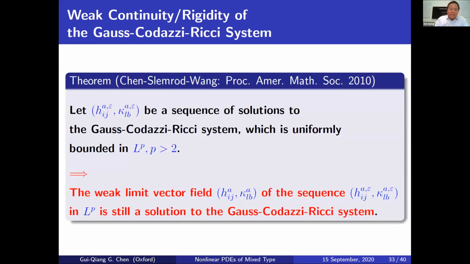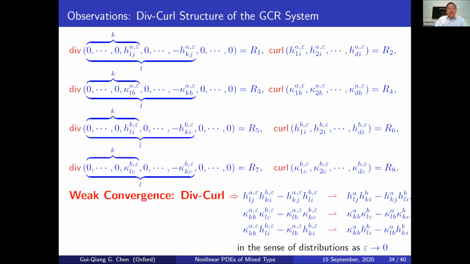Here's the answer: yes, this can be done for LP bigger than 2. Observe that this system has a really beautiful div-curl structure. The left-hand side we call the div-curl formula. The right-hand side involves quadratic forms, actually basically three quadratic forms here.